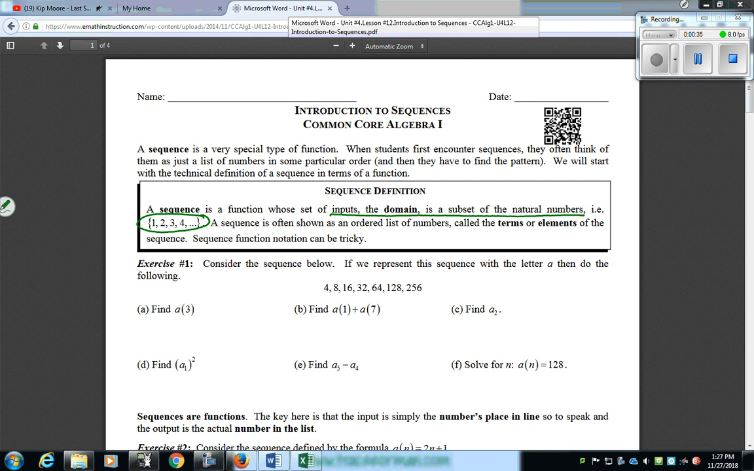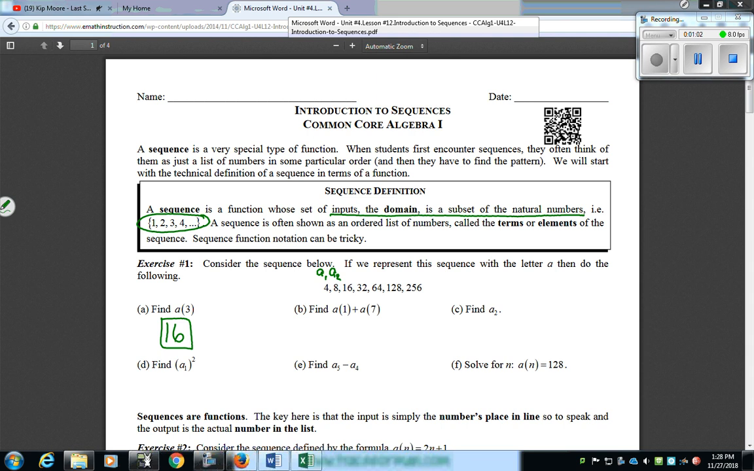So we're going to talk about exercise 1, and they give us some examples, and they give us a sequence of numbers. It's just a list of numbers that has some sort of relationship. So like 4 is the first term, 8 is the second term, and so on and so forth. So to find a of 3, you'd look for the third term, and in this case this would be 16. And then they have you do some different arithmetic things with it.